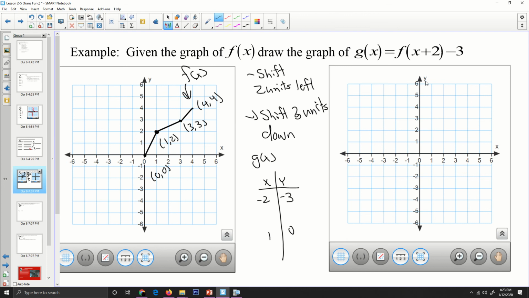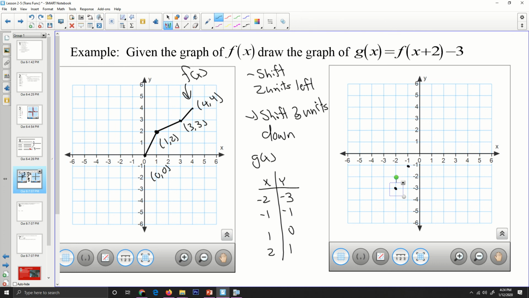1 minus 2, that'll make it -1. And then 2, I need to subtract 3, that'll be -1. There we go. This last point, 4, 4, I need to subtract 2 from the first 4, that'll give me 2. And when I subtract 3 from the 4, I'm going to get 1. So my new graph will be -2, -3, right there.